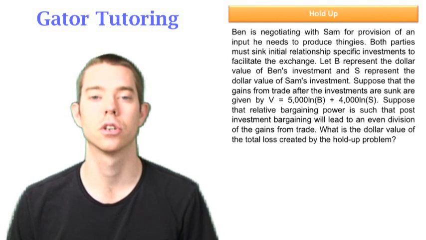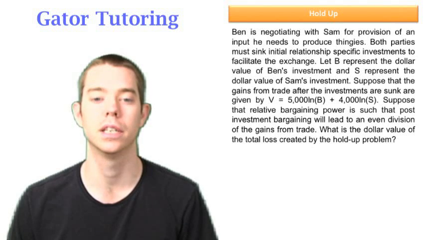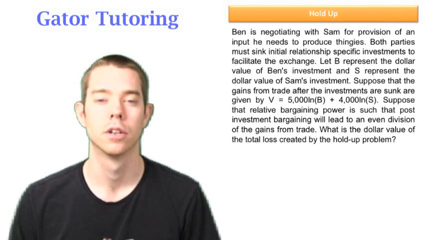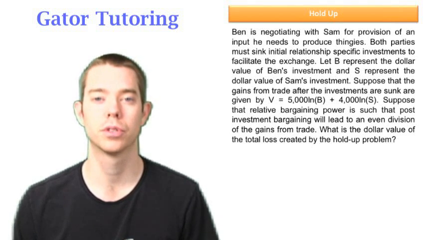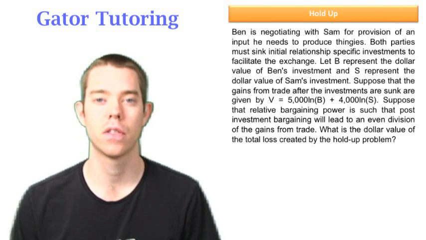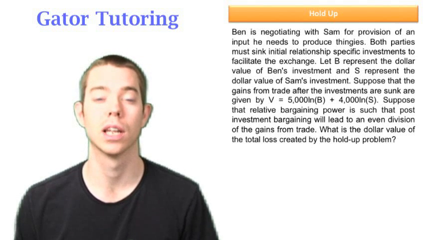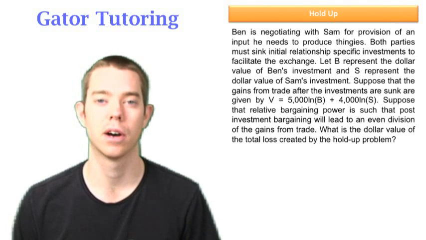It tells us that Ben is negotiating with Sam for provision of an input he needs to produce thingies. So in the last question, we had this group situation where the value that they created together depended on the level of effort they put forth. So they're working as a group, they can create some amount of value, and they have to work with effort. Well, now we're in a little different world.